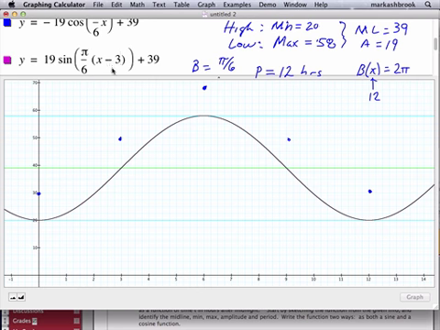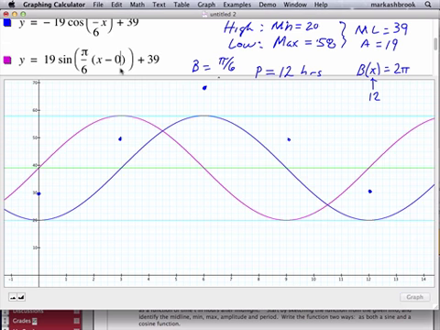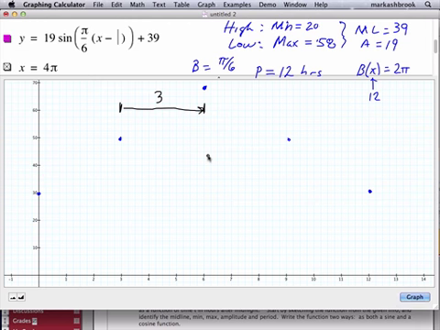Got it. Let's say that again. This is the true sine, and we want the blue one. We want our graph to be behind where it is now by 3 hours. Right now it's 3 hours ahead of where it needs to be, so we want it to be 3 hours later. That's subtracting 3.